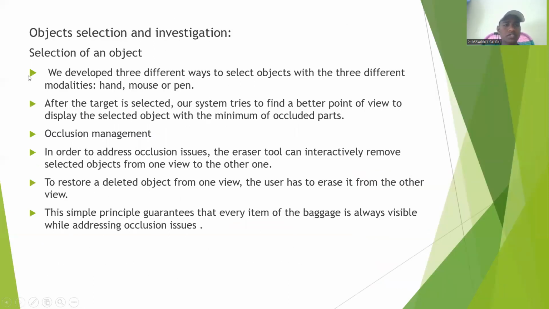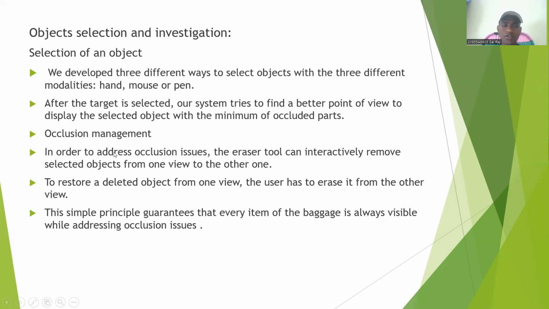Object selection and investigation. We developed 3 different ways to select objects, different modalities: we can use hands, mouse or pen. After the target is selected, our system tries to find a better point of view to display the selected object with the minimum of occluded parts.